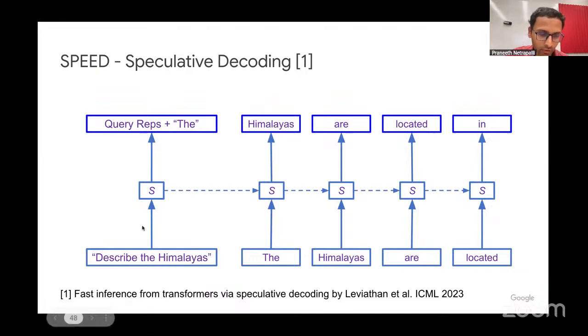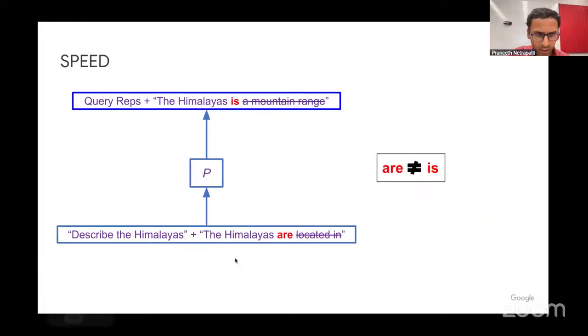And the main idea is the following. There is a small model which is called the drafter model, and we input the query, and then it produces, say, some number of tokens autoregressively. Here it produced 4 tokens autoregressively. We take all of these 4 tokens and pass them through the primary model, and then ask what the next token predictions are, conditioned after every token. Until Himalayas, it produces is, and conditioned until R, it produces A, and so on.